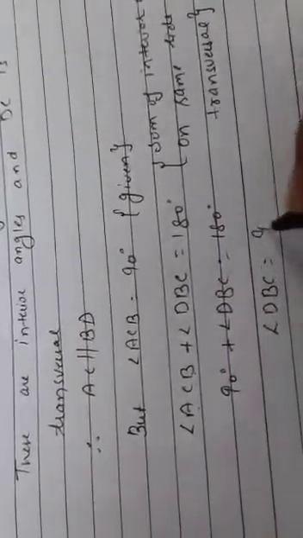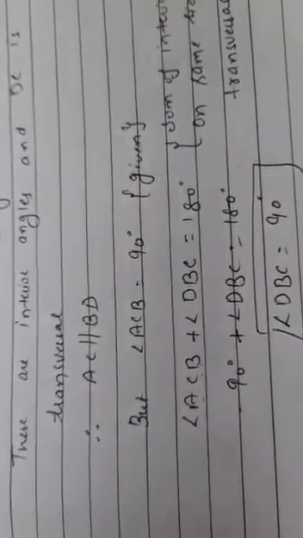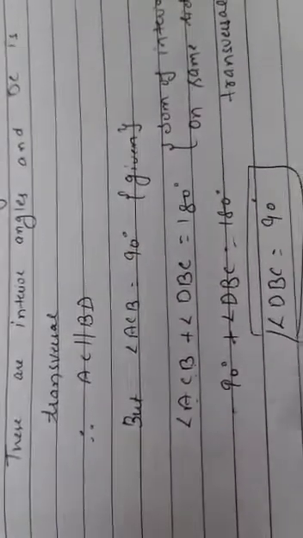So angle ACB is 90 degrees, DBC will also come 90 degrees. That 90 will go to this side and subtract. So we have to prove that angle DBC is a right angle. So we have proved that. Now come on to the third part.